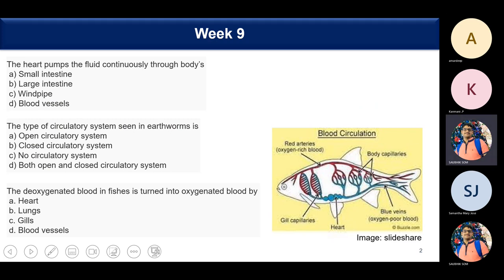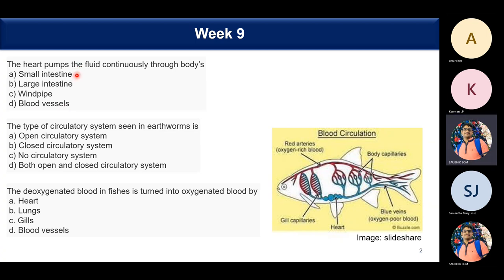So let's go with the first question. The heart pumps the fluid continuously through the body. Small intestine, large intestine, windpipe, or blood vessels? Which one is the correct answer?